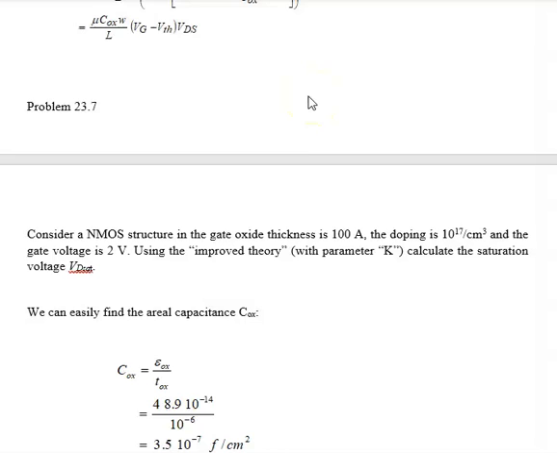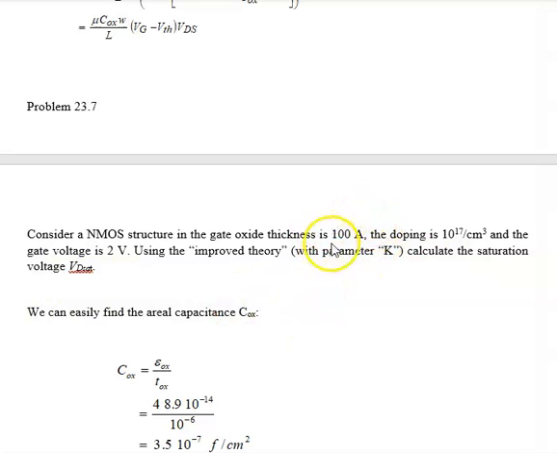All right. Problem 23.7. We have an NMOS device or NMOS structure, which is to say we have a P silicon, which is inverted, and the gate oxide thickness is 100 angstroms, a little bit on the thick side, but not too bad. Doping is our default doping of 10 to the 17th per cubic centimeter, and the gate voltage is 2 volts. So we want to, using the improved theory, the bulk charge theory, and this time we're going to use the parameter K, and they ask us to calculate the saturation voltage, VD-sat.